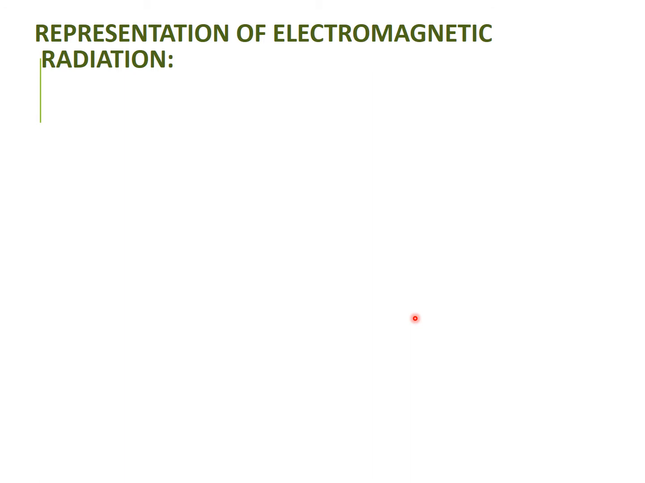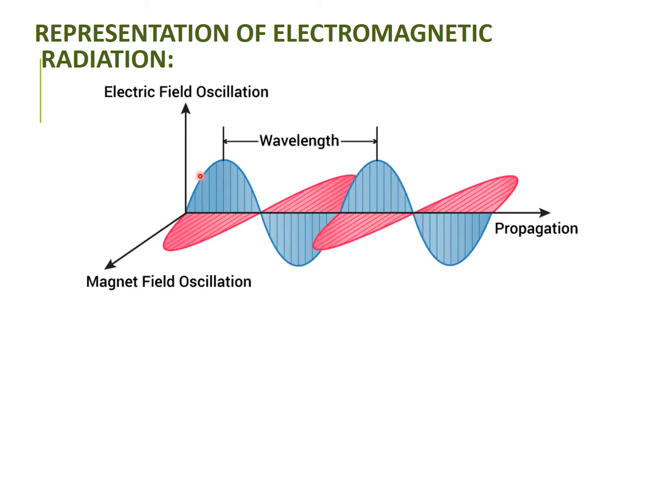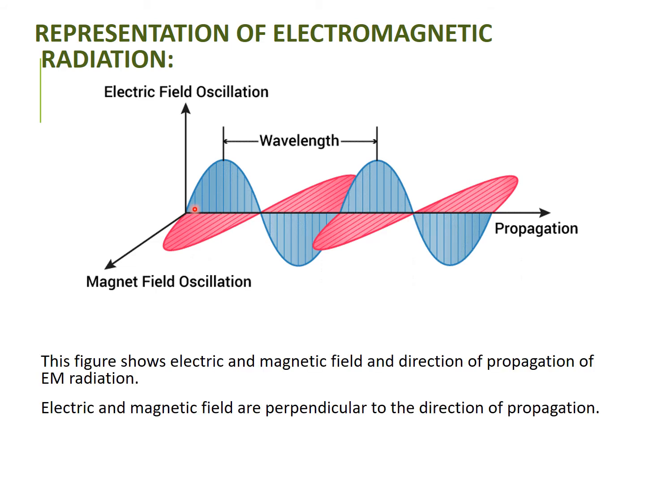So let's look at how electromagnetic radiation is represented. As you can see in this picture, electromagnetic radiation is represented as a combination of electric field and magnetic field. You can see that in this figure, the electric field and the magnetic field are perpendicular to each other and to the direction of the propagation of this wave. So this is how the electromagnetic radiation moves. This is a path. That's why it's called the direction of propagation, and the electric field and the magnetic field will be perpendicular to the direction of propagation.